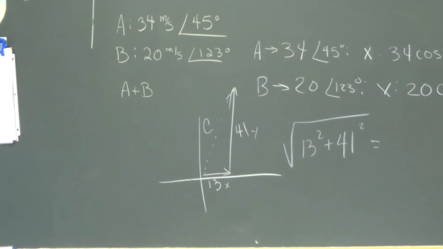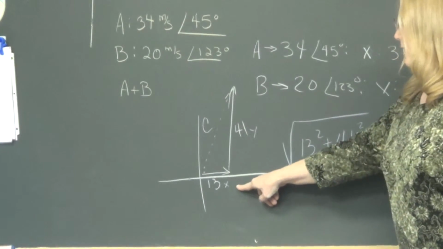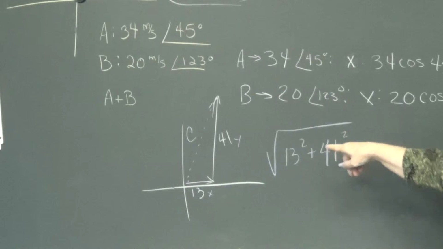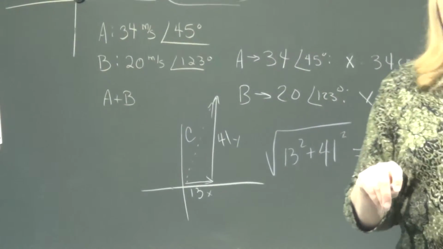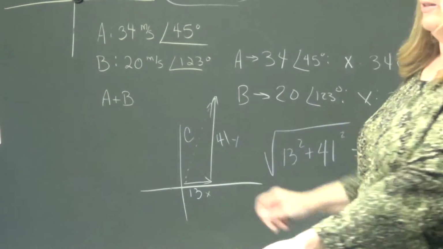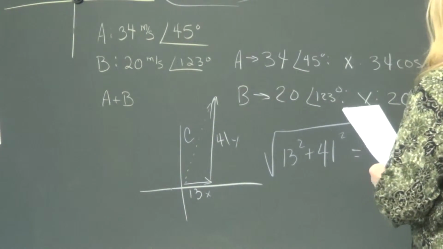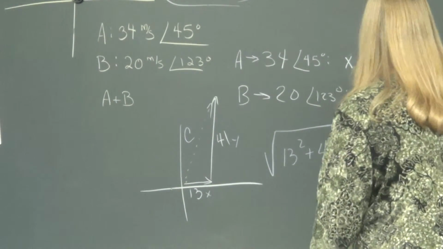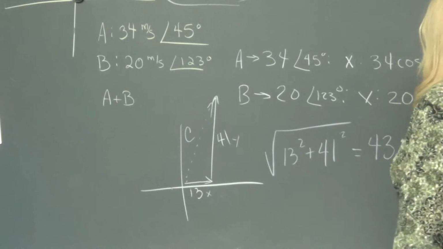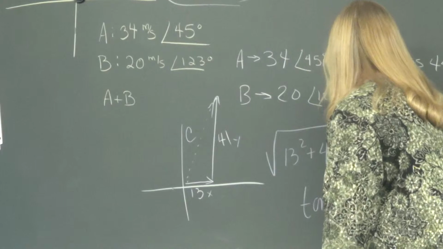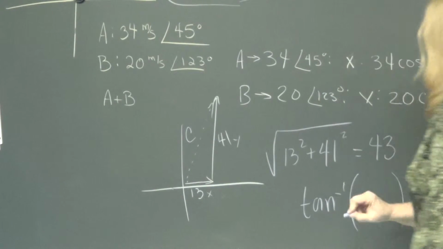So what did you do? Now we're taking that and we are squaring 13, adding it to the square of 41, and then taking the square root. And equals 43. We need to do it now. Sounds healthy. We did it, and now we need an angle, so inverse tan.